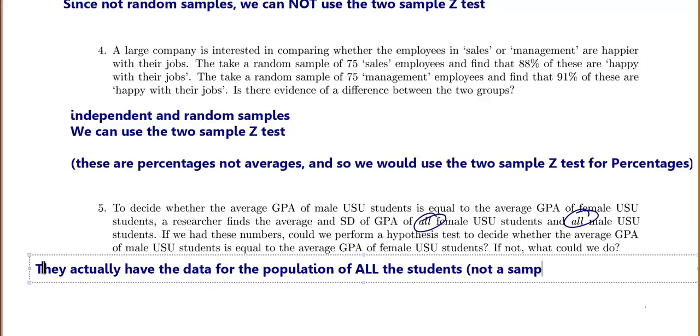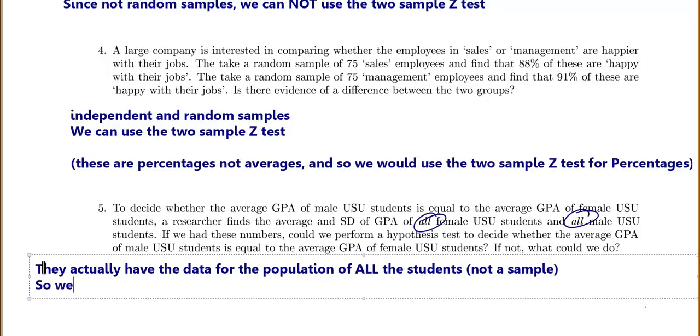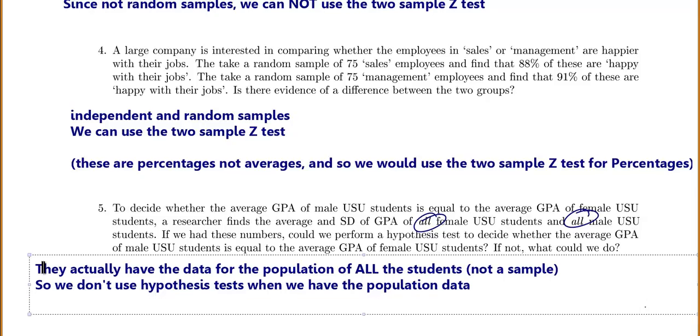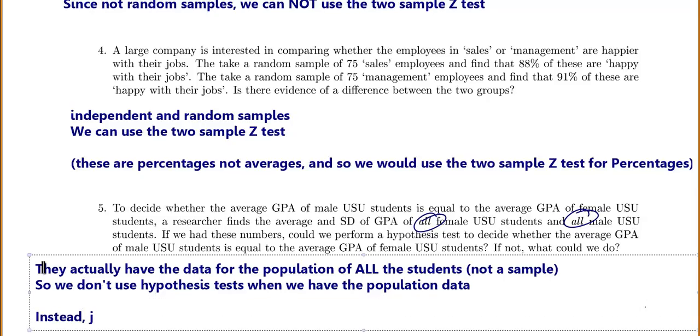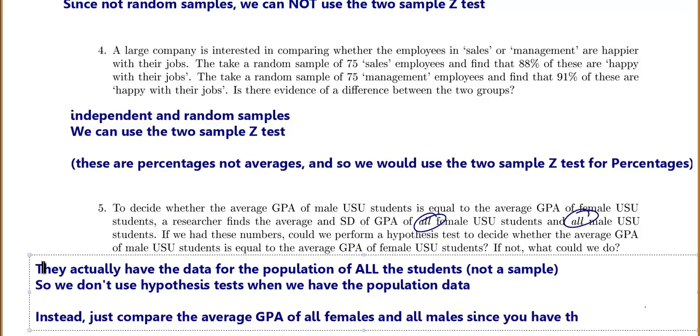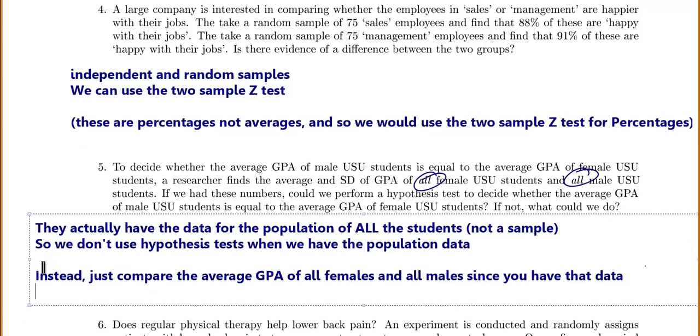So not a sample. So we don't use hypothesis tests when we have the population data, because it doesn't make sense. It's redundant. You already know the population data. So instead, just compare the average GPA of all females and all males, since you have that data. So basically, you don't need a hypothesis test if you already have the population data.